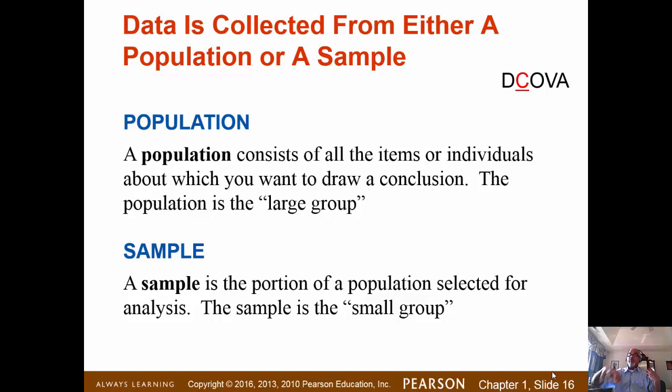a group that is complete. So it includes all the individuals or items. So it is a complete group. Sample is a smaller group taken from the population. And the sampling procedure must be such that this sample represents the population correctly. Okay.